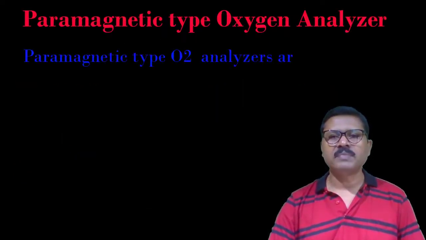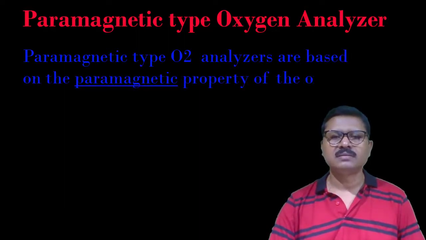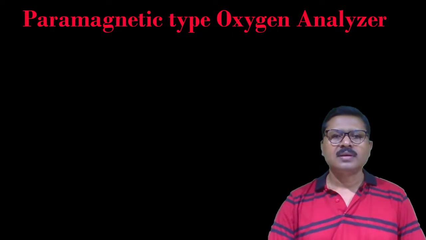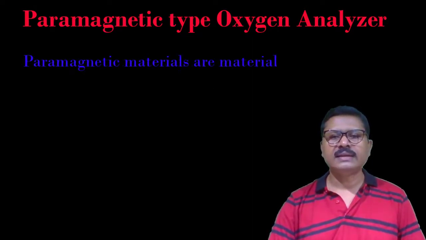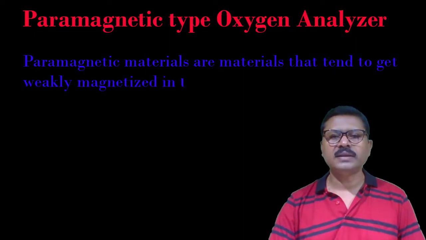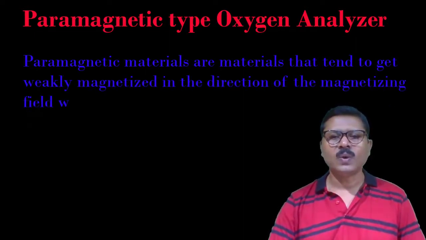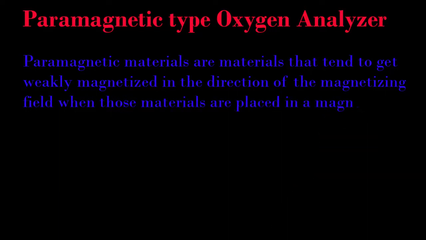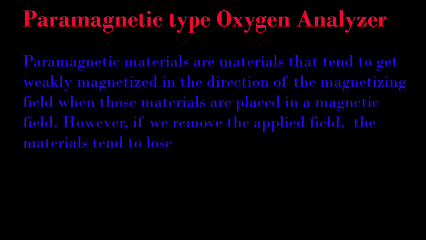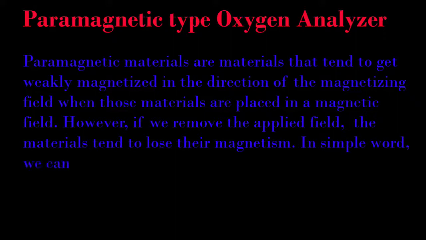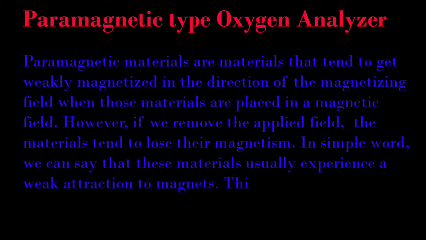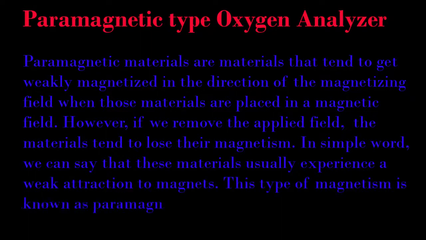Paramagnetic type oxygen analyzers are based on the paramagnetic property of oxygen. Now, which are paramagnetic materials, or what is paramagnetism? Paramagnetic materials are materials that tend to get quickly magnetized in the direction of the magnetizing field when those materials are placed in a magnetic field. However, if we remove the applied field, the materials tend to lose their magnetism. In simple words, we can say that these materials usually experience a weak attraction to magnets. This type of magnetism is known as paramagnetism.